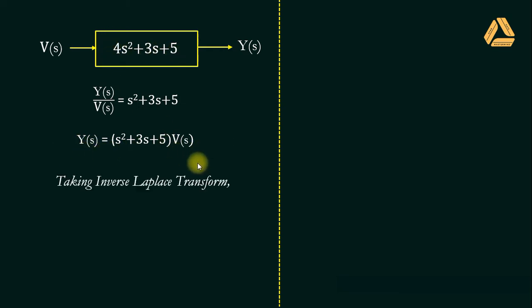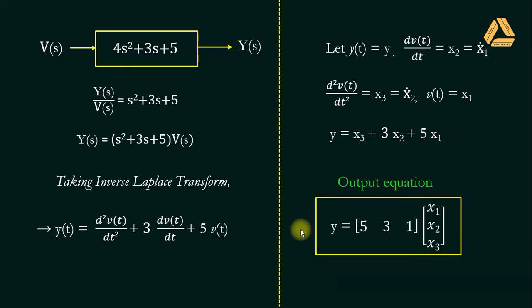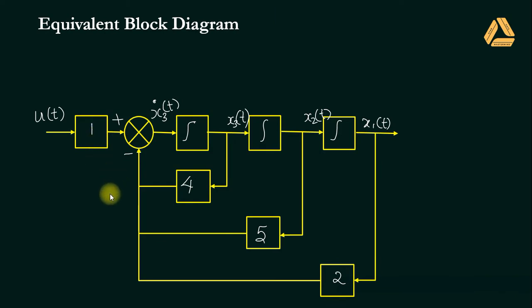Then Y(s) is given by this one, and taking the inverse Laplace transform, you will be getting this one. y(t) is equal to d square v(t) by dt square plus 3 into dv(t) by dt plus 5 into v(t). So just making the assumption y(t) to be y and the first order to be x2, which is nothing but x1 dot. These assumptions I have made already. Just rewriting this, and v is nothing but x1 as we have seen in the previous slide, which will yield you the output equation as y is equal to x3 plus 3x2 plus 5x1. So from this output equation, we'll be getting y is equal to 5 into x1 plus 3 into x2 plus 1 into x3.